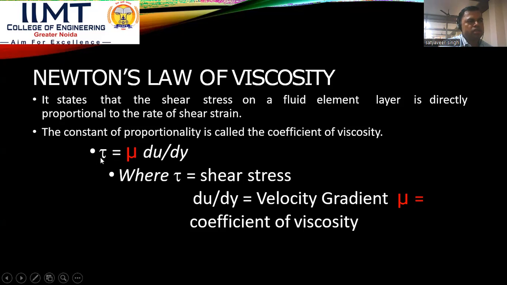Here tau is the shear stress, and shear stress is directly proportional to the rate of shear strain, and mu is the coefficient of viscosity. du upon dy is the velocity gradient, where du is the change in velocity and dy is the fluid thickness. Mu is also known as the coefficient of dynamic viscosity. Based on Newton's law of viscosity, we have to calculate numericals, and in exams, numericals come from this topic.